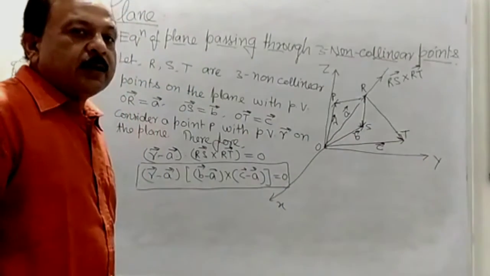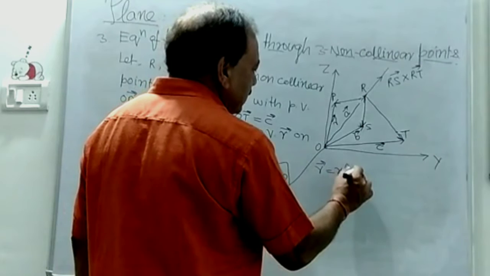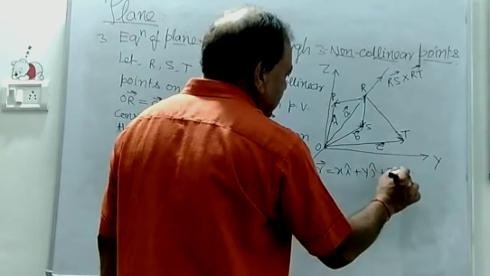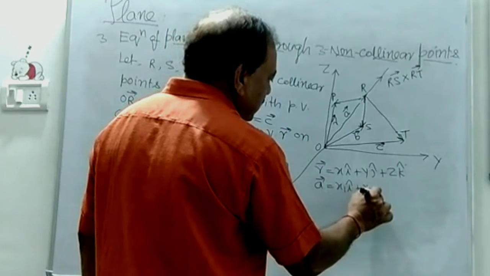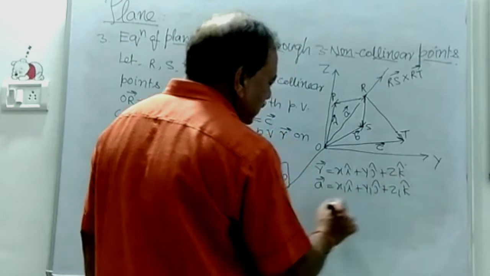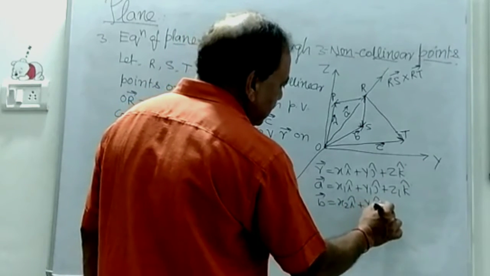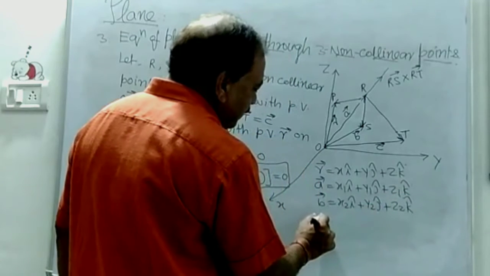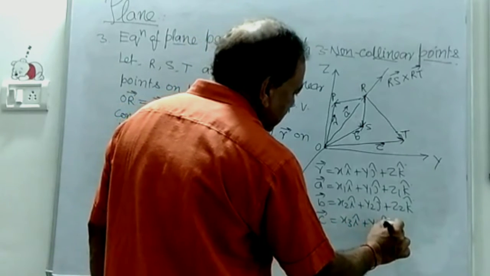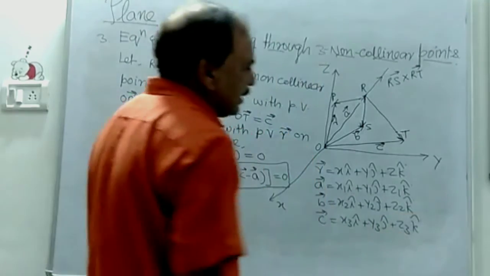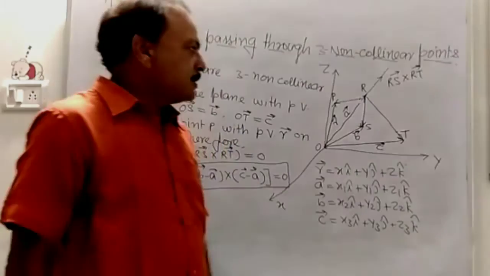So we can write this in the Cartesian form. If vector R is given as xi, yj and zk, vector A is given as x1i, y1j and z1k, vector B is given as x2i, y2j and z2k, and position vector of C is given as x3i, y3j and z3k. Position vector of R, S and T is given.